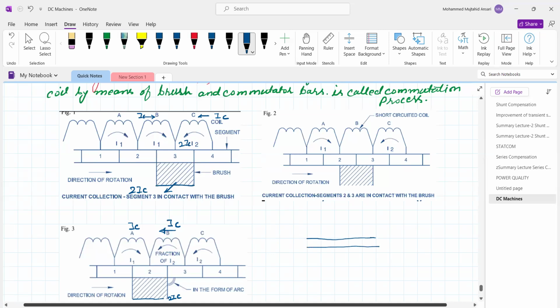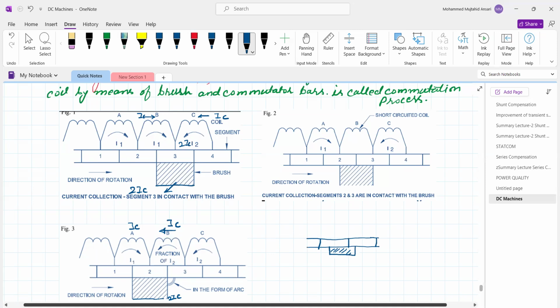This is the commutator segment. This is 1, this is 2, and so on as earlier. And here, this is the commutator, this is the brushes' position over this one. Okay, in this position, it is connecting over this one. So what happened?